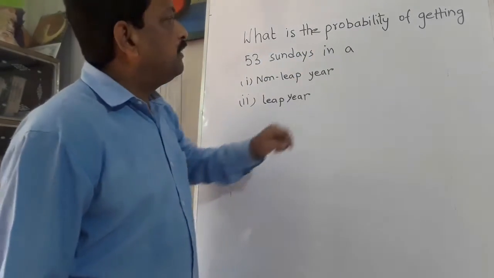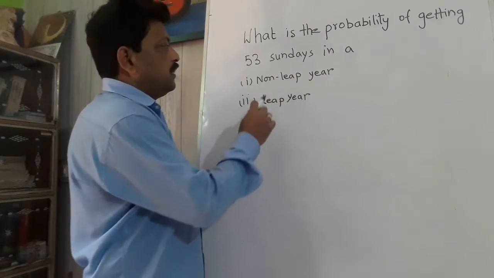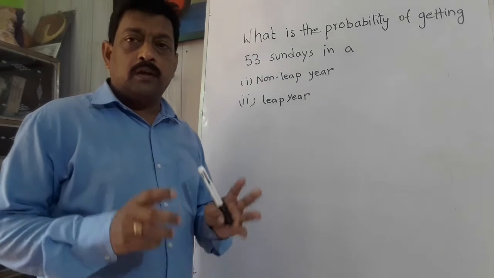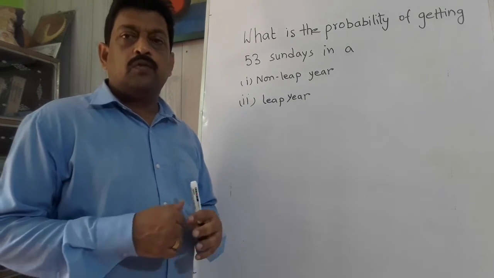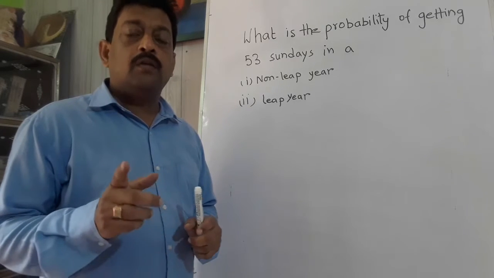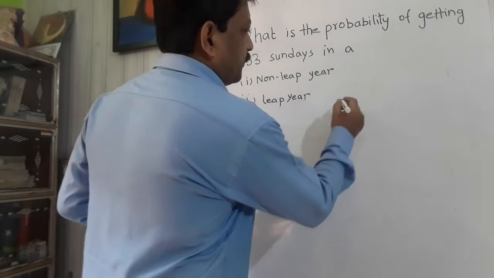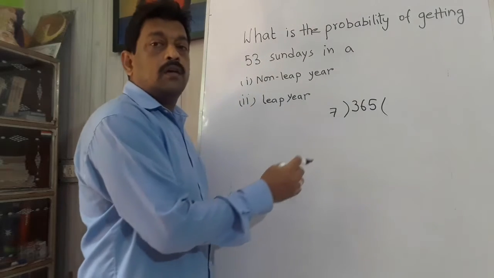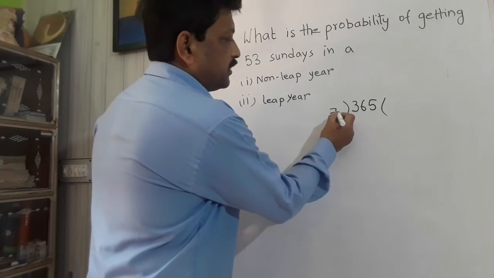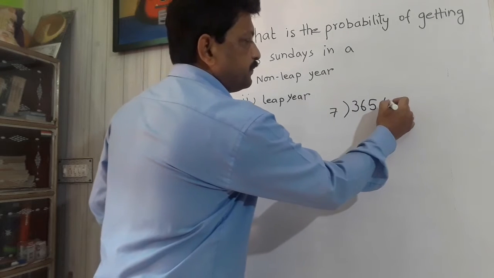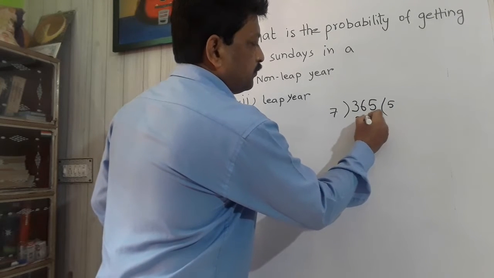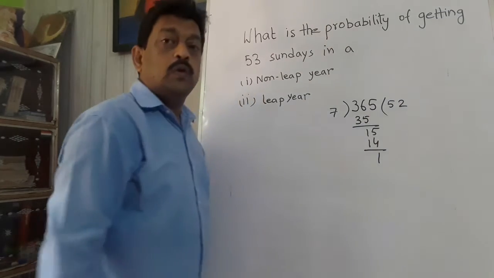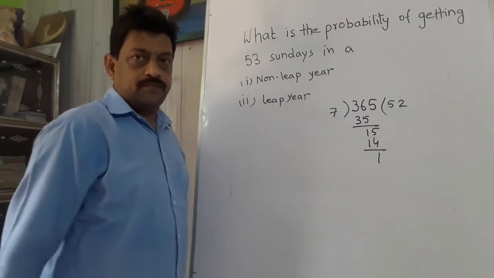What is the probability of getting 53 Sundays in a non-leap year and in a leap year? There are 365 days, which contains 52 weeks and one additional day. Now see that 365 when divided by 7, a week contains 7 days. So if 365 is divided by 7, then we are getting 52 complete weeks and one extra day.